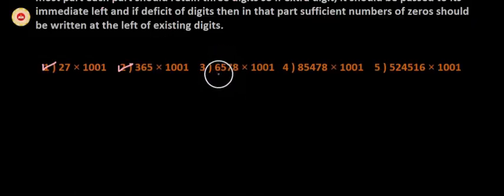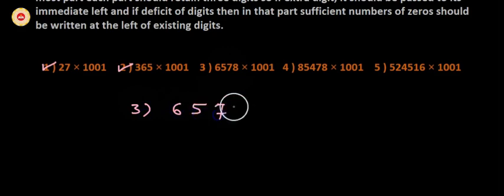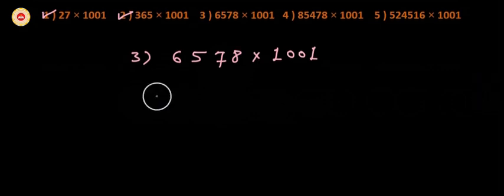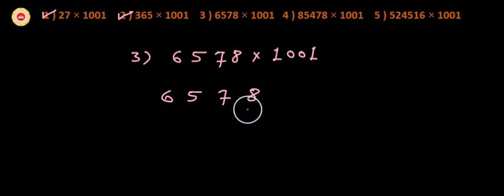Third example, 6578. Third example is 6578 multiplied by 1001. Okay, what is the multiplicand? The multiplicand is 6578. Write the multiplicand here. How many digits? 4 digits, 6, 5, 7 and 8.